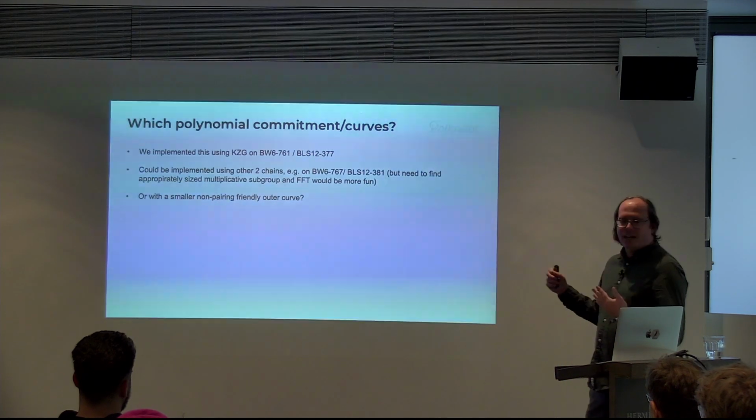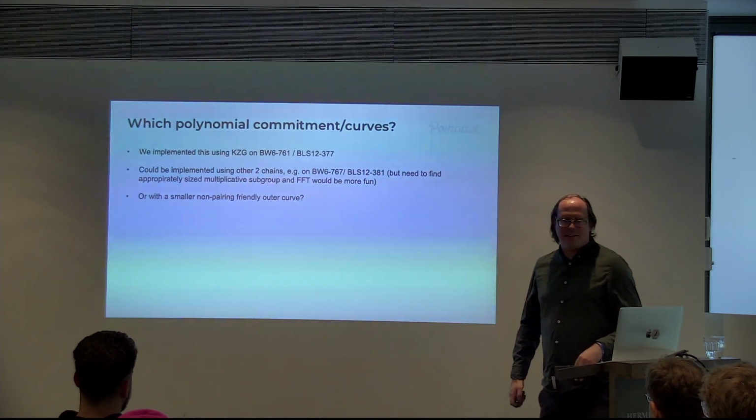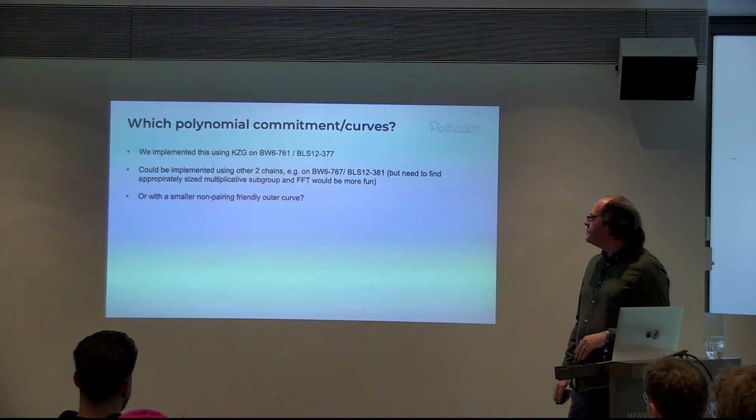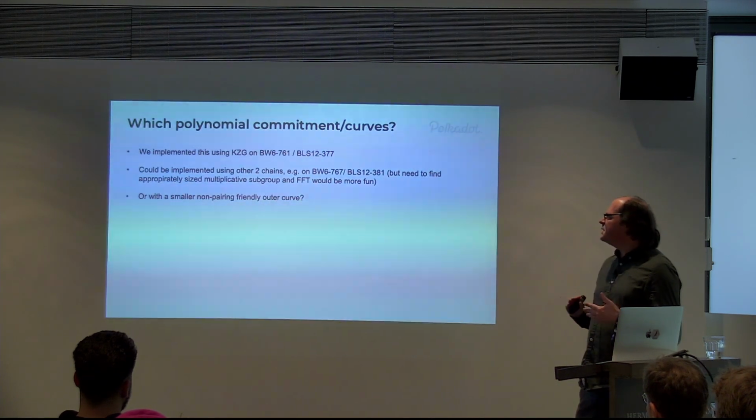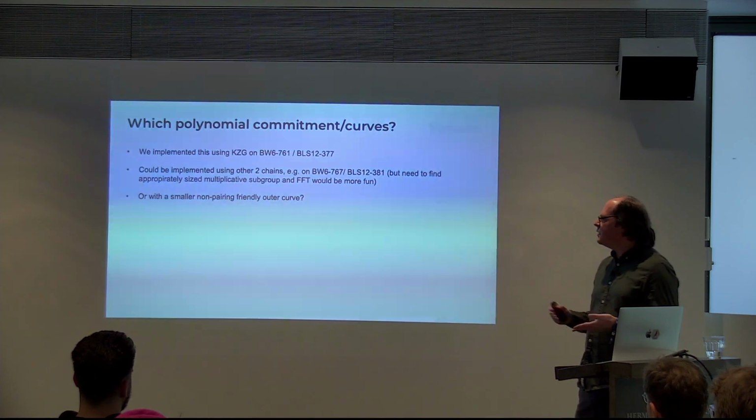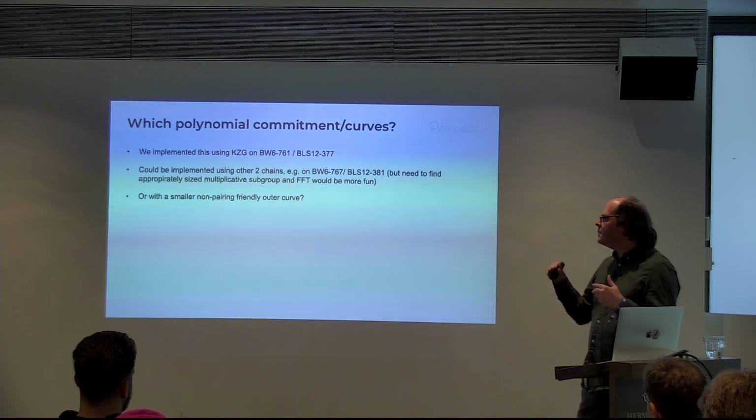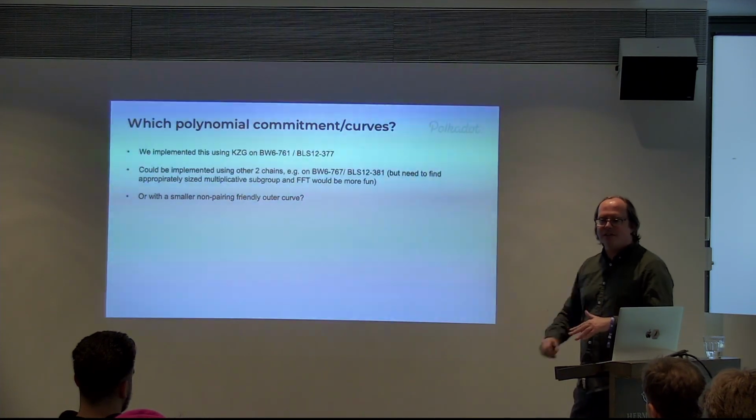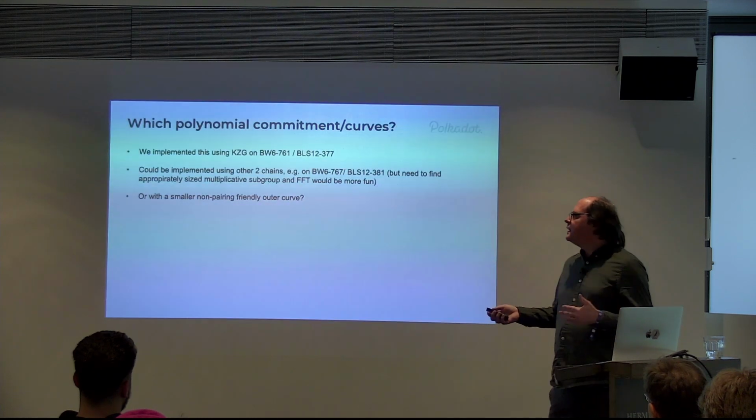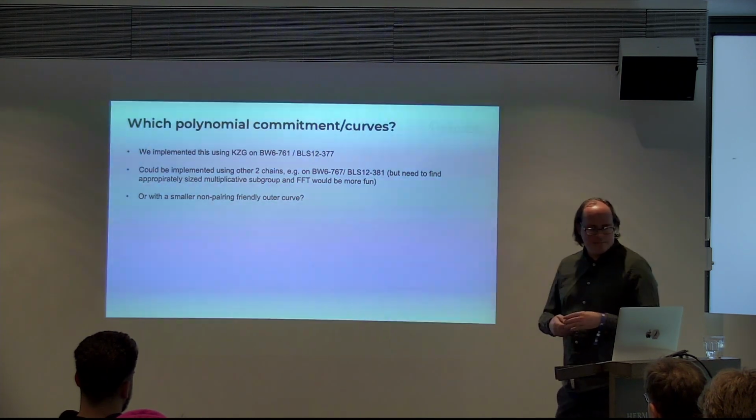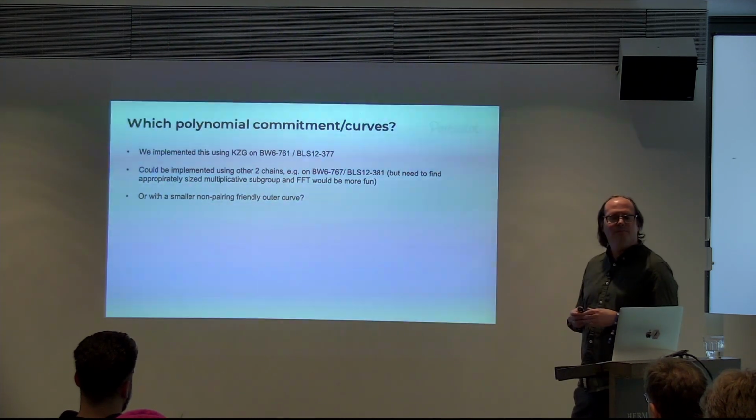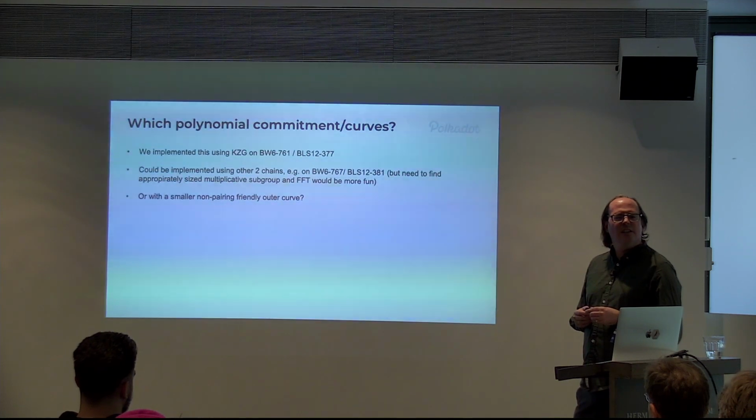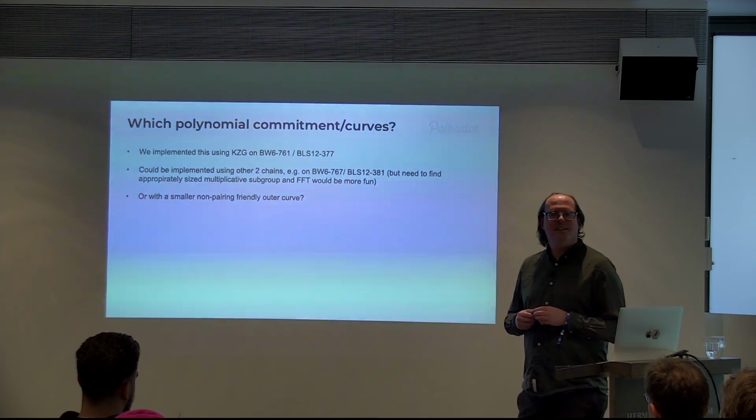For those of you using BLS12-381 in your consensus, you could also use something other than KZG, like a non-pairing-friendly outer curve. We could probably get something smaller. If you did some batching, it would probably be faster if you want to verify loads of these. And what's the embedding dimension, roughly? What's the embedding dimension of the curves?